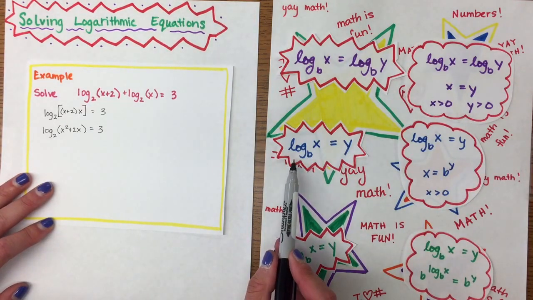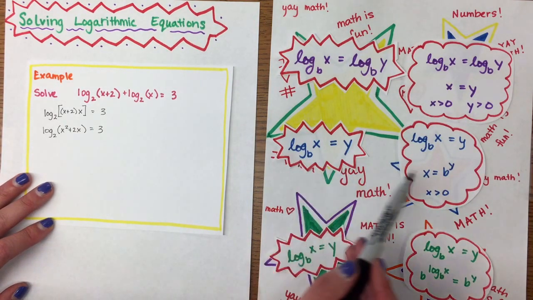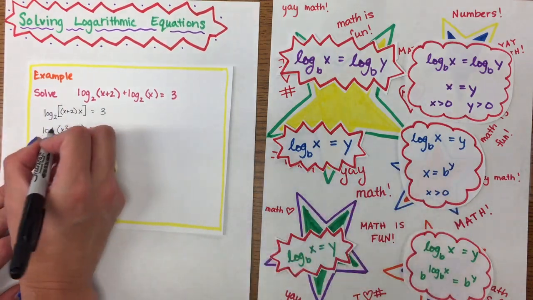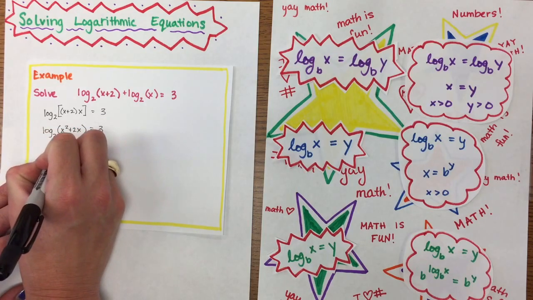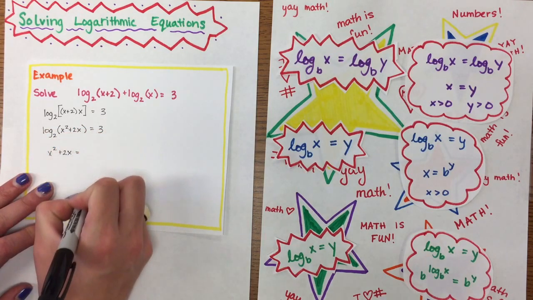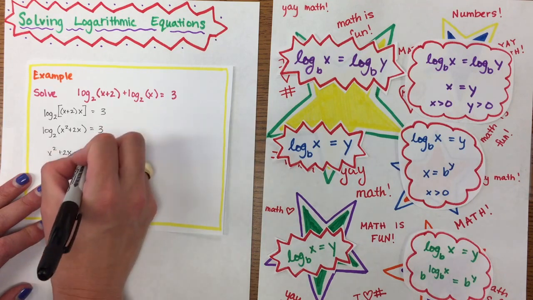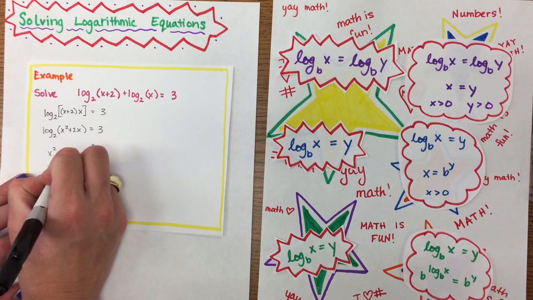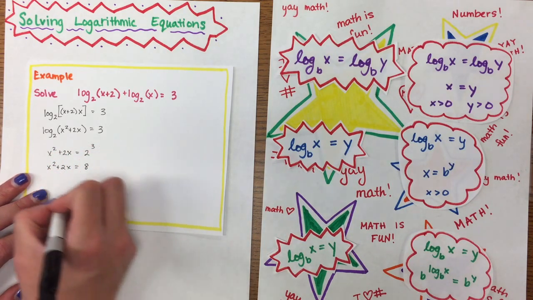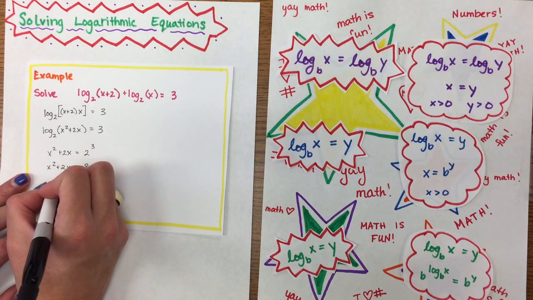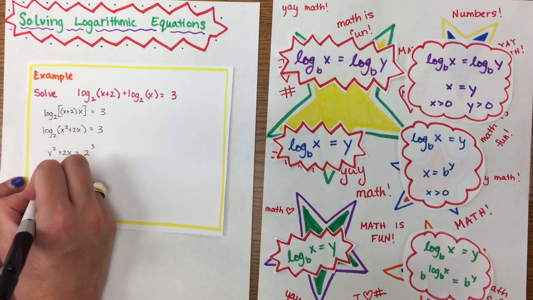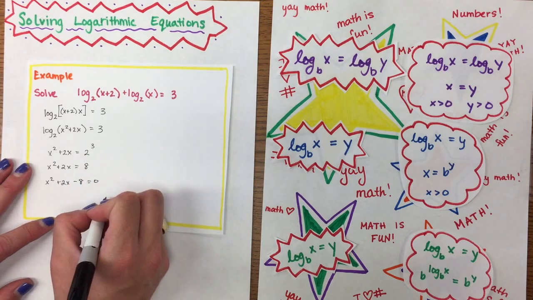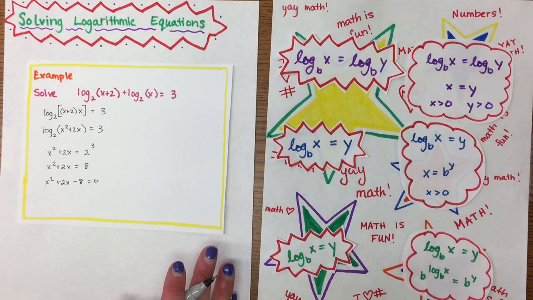In this video, I'm going to look at solving using log base b of x equals y using the definition of logs. So the definition of logs says that the inside of the log, x squared plus 2x, is equal to the base, which is 2, raised to the other side, which was 3. So that gives me x squared plus 2x is equal to 8, or x squared plus 2x minus 8 is equal to 0. I now have a quadratic function.